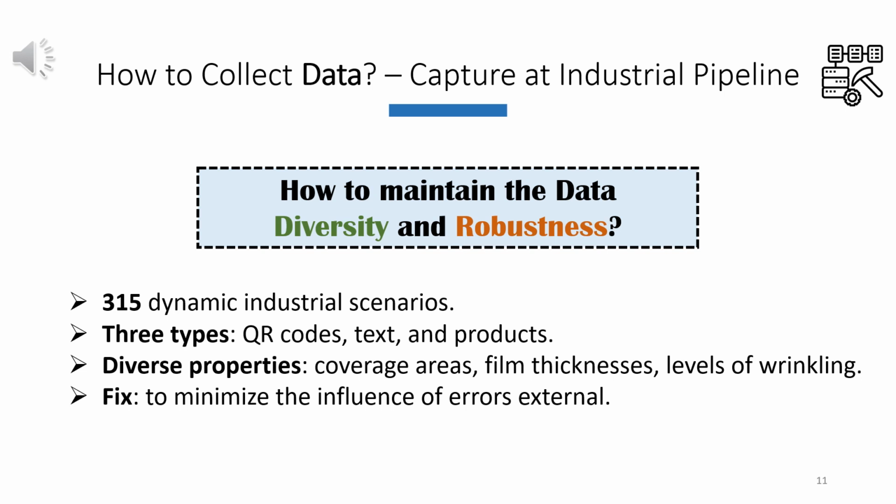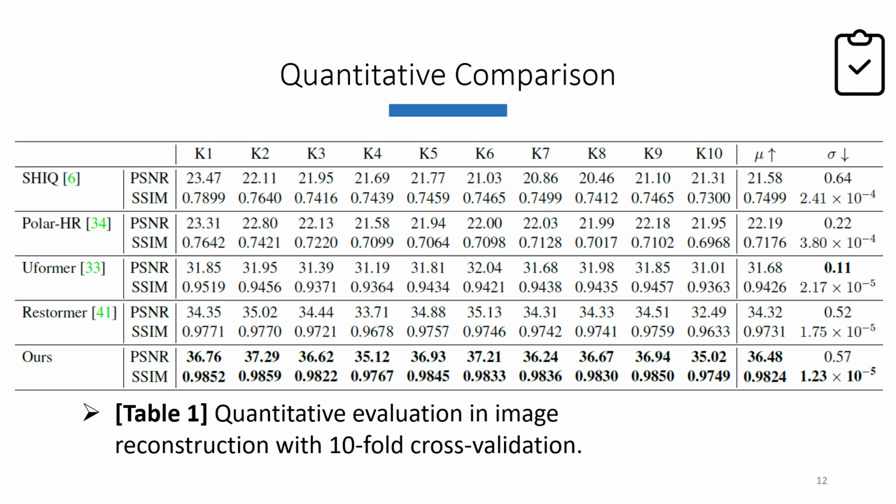On the other hand, to ensure the stability of the industrial imaging pipeline, we maintained a consistent intensity level for the industrial light source and fixed the distance between the camera and the object flow. This helps to minimize the influence of errors external to the industrial system. The quantitative results are shown in Table 1. In the last column of Table 1, mu is the mean value, and sigma is the variance of the 10-fold performance. These experimental results show the average PSNR is 36.48 and the average SSIM is 0.9824, and the results demonstrate the high quality of our reconstructed images.